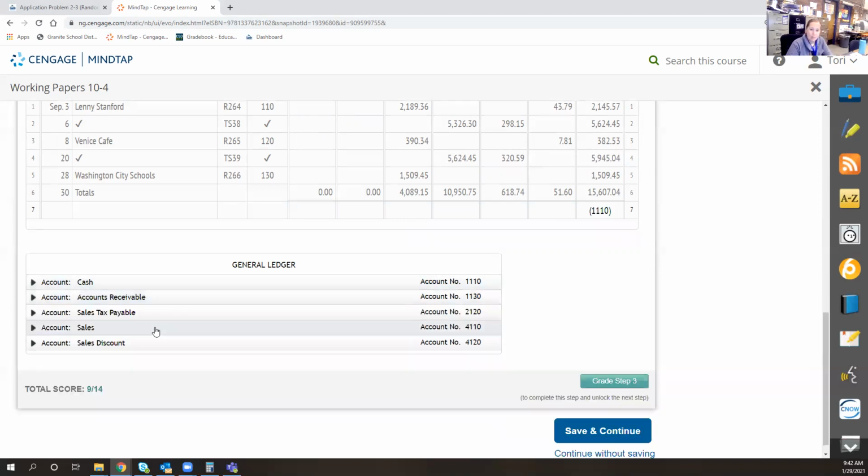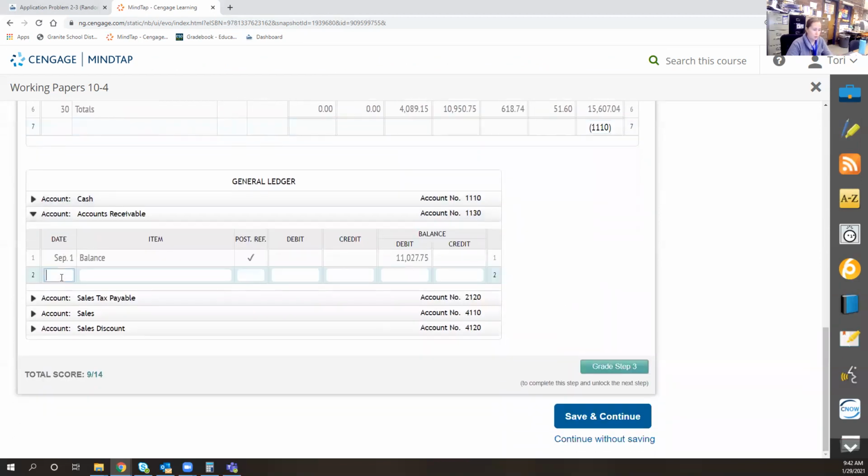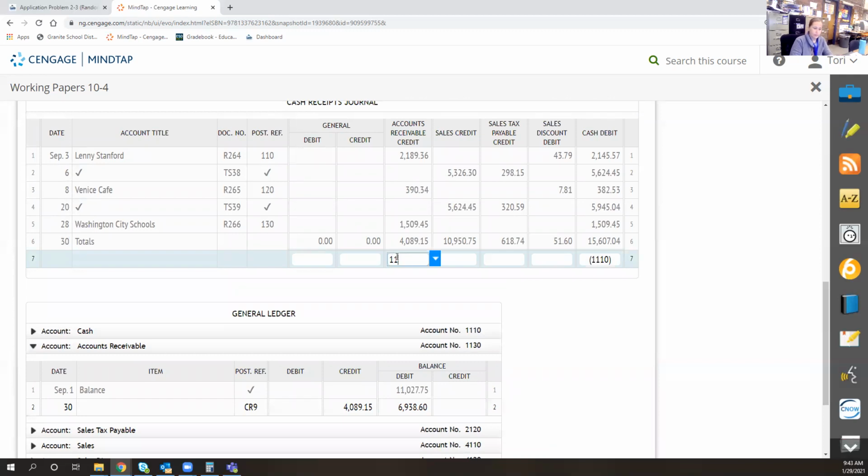Okay. Accounts receivable column, so we go to our accounts receivable column. We're going to record this. So this happened on the 30th. All these are going to be on the 30th, and they're all going to be cash receipt journal 9. So the only thing that will change is our amount. So we credited 4,089 and 15 cents. So we have a debit and a credit, so we're going to actually subtract those. So $6,938.60. Okay, post reference, we're going to put 1130 right up top.